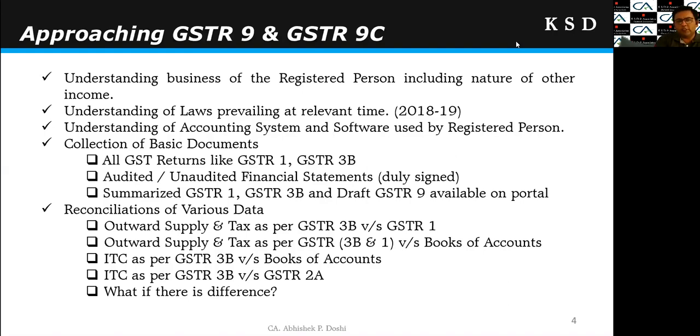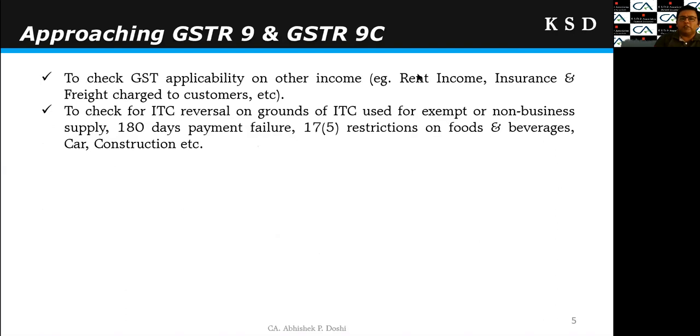Then in approaching GSTR 9, we need to check the GST applicability on other income. It is also very important. Say for example, rent income. So I am discharging my GST liability on my entire turnover. But I have also commercial rent income, which attracts GST. And if I have not discharged the GST liability on the same, I need to discharge the GST liability on rent income. Even in case of proprietary concerns, when the personal books of accounts are maintained separately, right?